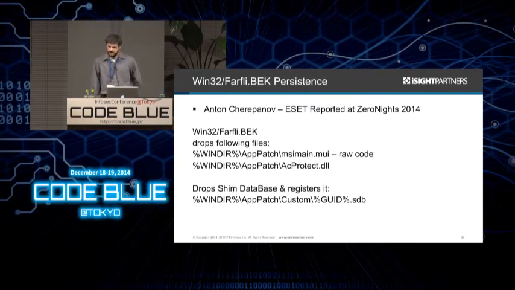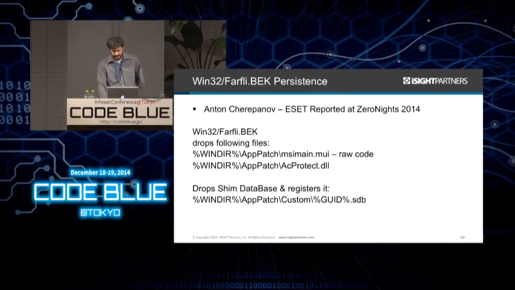So Anton, who's sitting over there from ESET, reported zero-days in November about this variant of Farfly. And he showed that the malware itself dropped 2 files into the Windows AppPatch directory, one of which is called acprotect.dll. Then it also dropped a shim database file into the AppPatch custom directory and registered it.